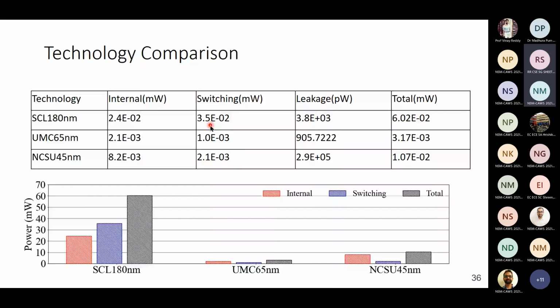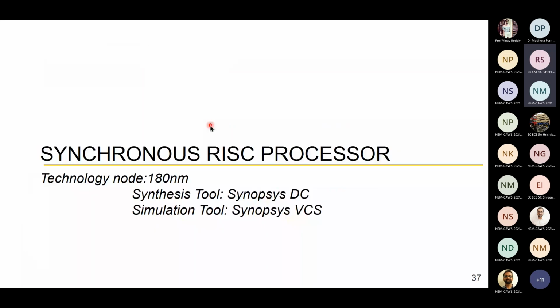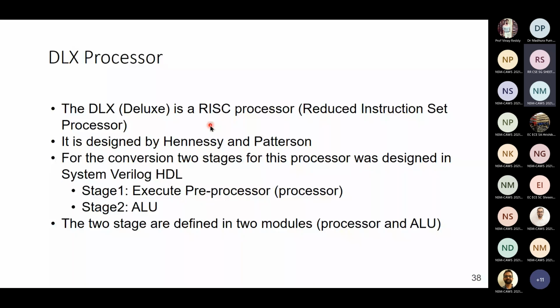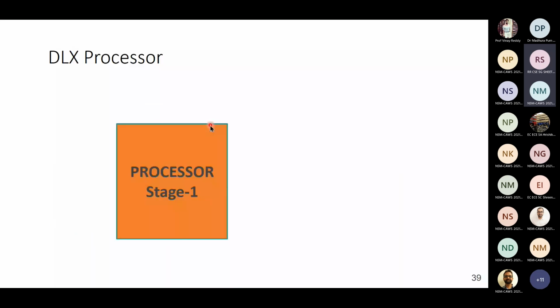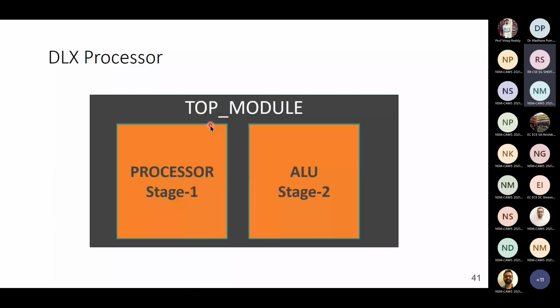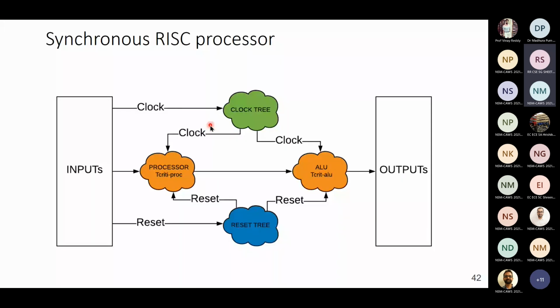Now when we go to the synchronous RISC processor, which is this Dlx processor, what do we have? We have two stages: the execute preprocessor and the ALU stage. So we first make a top module and then call these two stages in a single Verilog file. Then we have clock tree synthesis done and reset tree synthesis done. Then we attach the input and output modules to it so that we can do the testing. This is all automated, by the way, the testing and all.